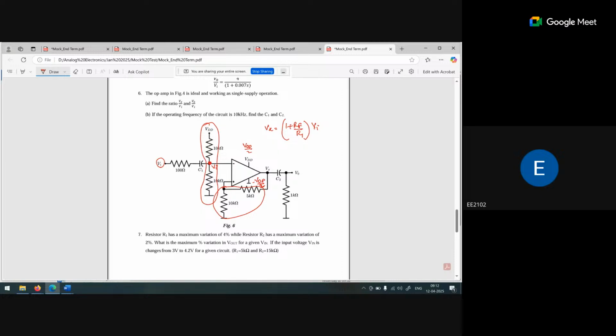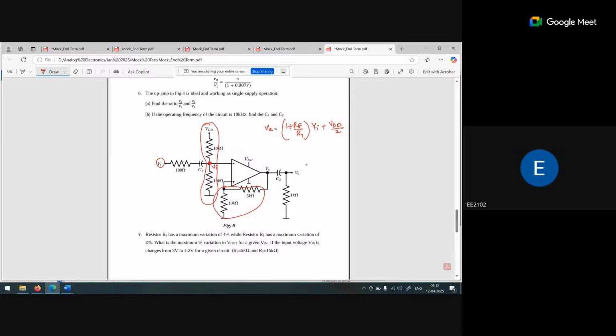Now what should I do? I just use plus VDD by 2 here and plus VDD by 2 here. So that VDD by 2 and VDD by 2 becomes VDD. Similarly, minus VDD by 2 and plus VDD by 2 become grounded. So it is called a single supply operation. Now in the case of single supply operation, what should we do? We have to add VDD by 2 to the output.